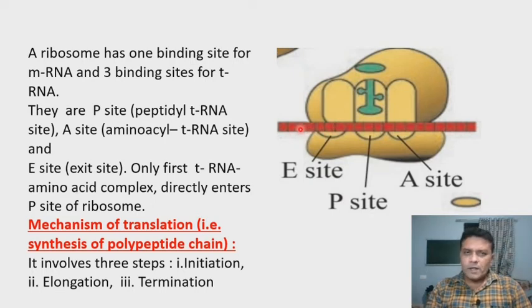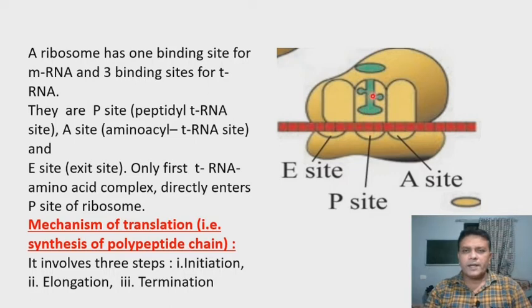Then there are three sites for transfer RNA. These are the P site, which is called the peptidyl tRNA site. Then the A site, that is the amino acid tRNA site, and the E site, which is the exit site. So here we can see only this first tRNA amino acid complex.